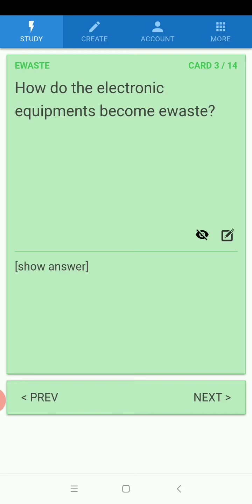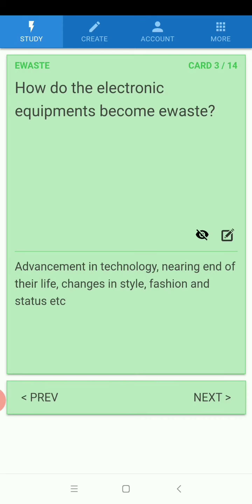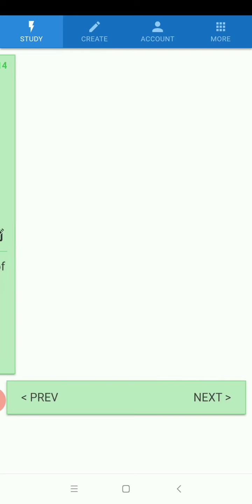Next is, how do electronic equipments become e-waste? When there is any advancement in technology, or when some electronic devices are nearing the end of their lives, or there is a change in fashion, style, or status, the previous electronic equipments become obsolete, and this is the main reason for electronic equipments to become e-waste.